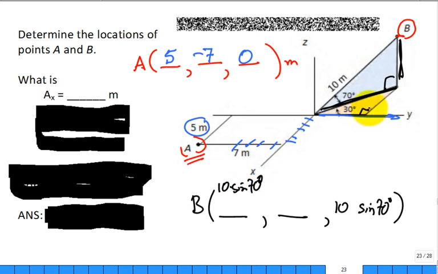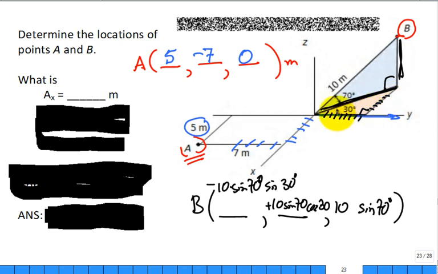And then for the x, it'll be negative 10 sine 70 times sine 30. True or false? Look good? And then for the y, it'll be in the positive. It'll be 10 sine 70 cosine 30.